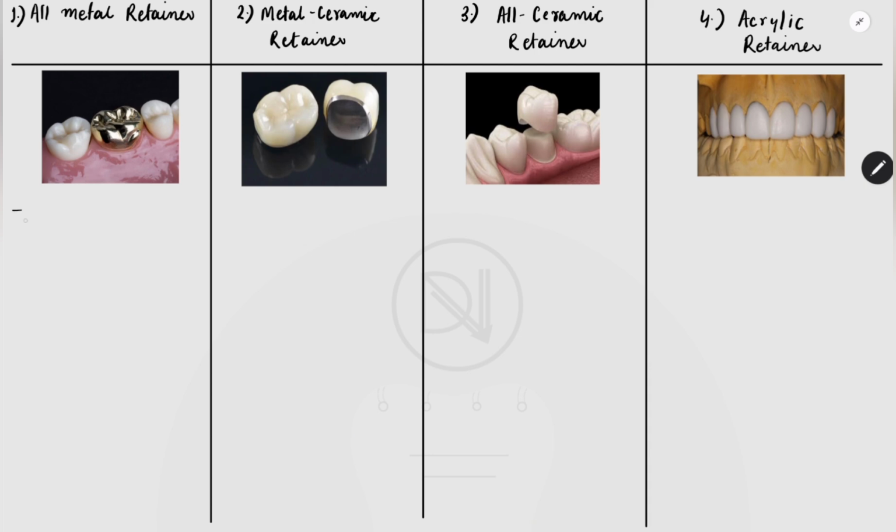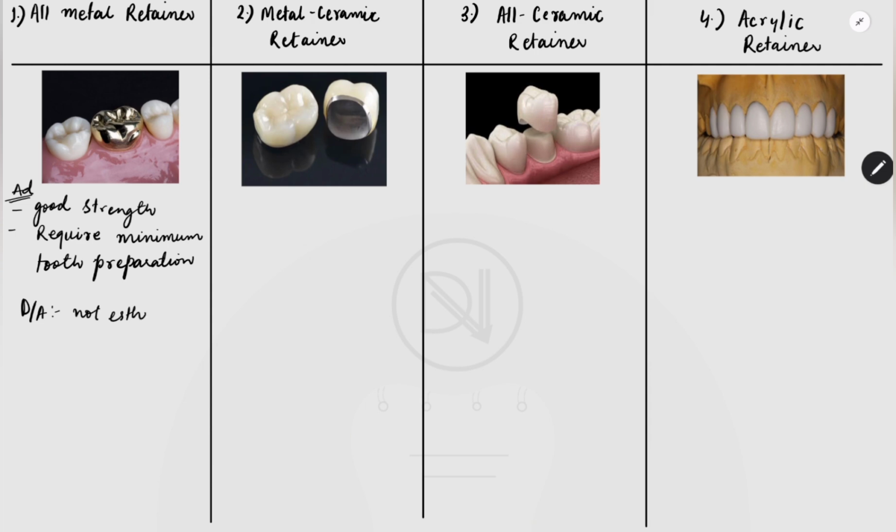Now what are its advantages? It is having good strength. This is the advantage, and it requires minimum tooth preparation. But the disadvantage is that it is not aesthetic. So the indication is that it can be used in posterior teeth.